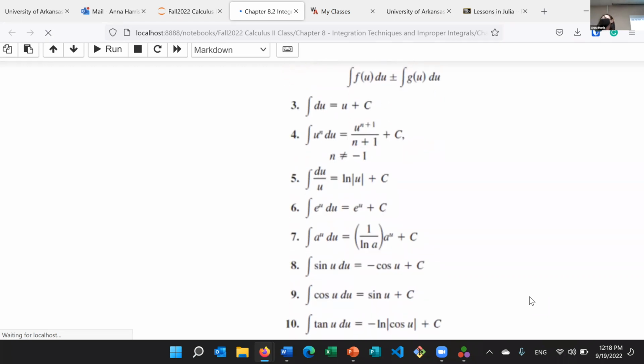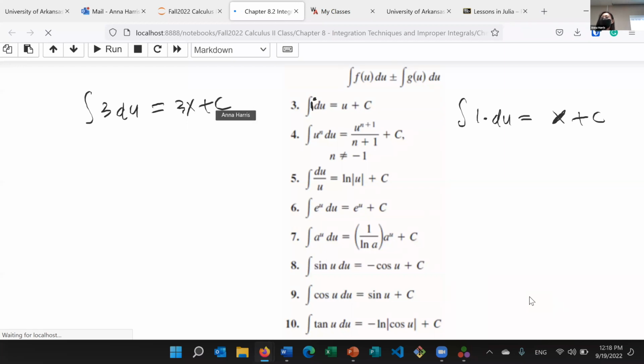Next, if you have a constant, the integral of du. What does this really mean here? You have a constant called 1, so that's the same as 1 times du. That's why you have x plus C. Is everybody with me? Just like if I have 3 du, it means 3x plus C.